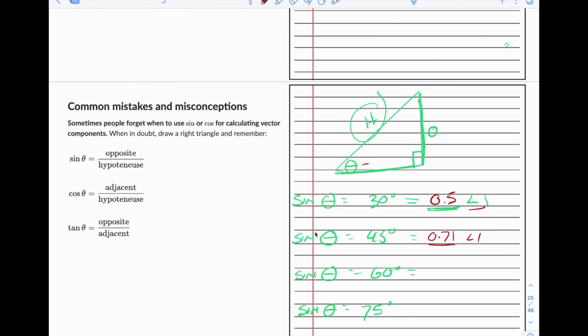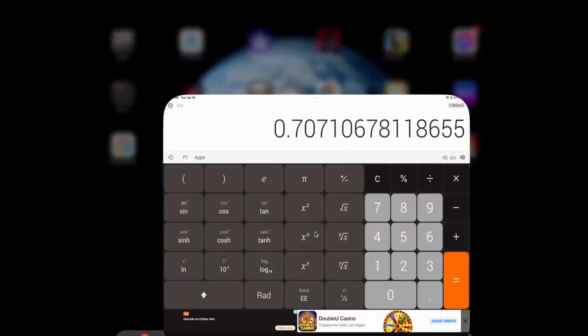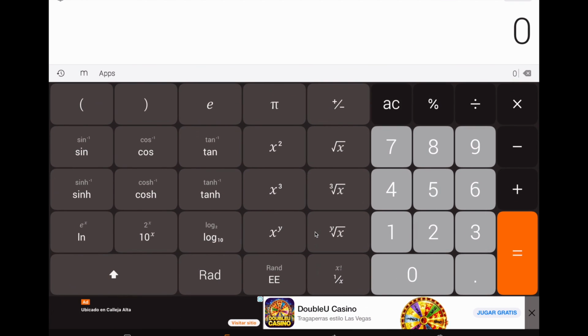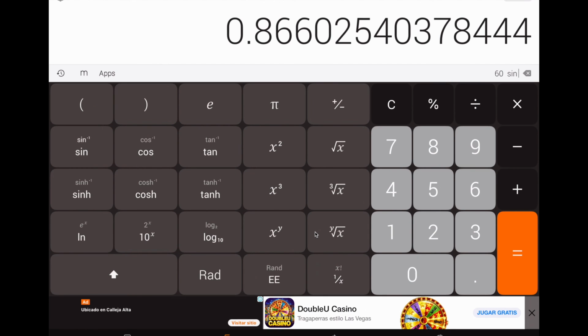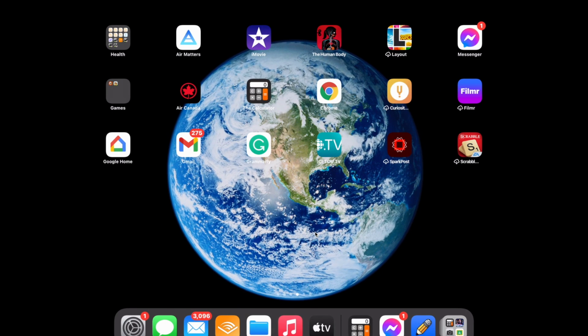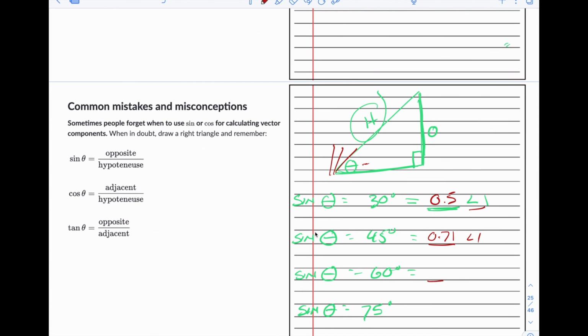Okay, now we're going to go 60. This angle started off at 30, went to 45, now we're at 60. So this went from 0.5 to 0.71. I wonder what this value would look like. So sine 60, I hit 60, sine, and get 0.87. So that's less than 1. You can see a bit of a pattern here, right? You've got 0.5, 0.71, 0.87. So the number seems to be going up.